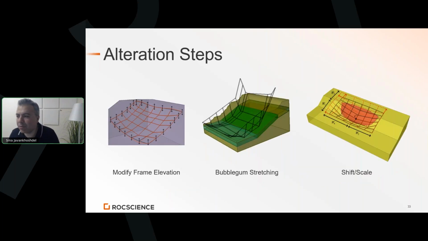How do we do that? We do different things. These are just local optimization. So on top of your global optimization, you have a local optimization as well. We modify the frame elevation, we do bubble gum stretching, we do shift and scale, different things to locally optimize the failure surface to get a better factor of safety.